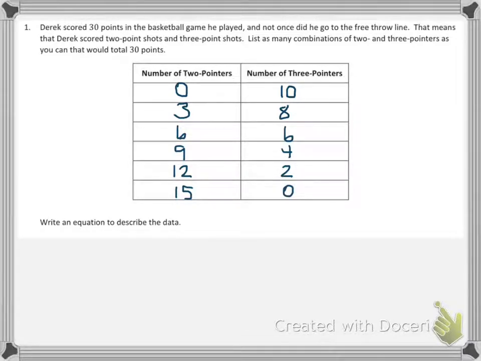All right, and then we can write an equation for this situation. The equation would be in standard form, 2 points for every 2-point basket plus 3 points for every 3-point basket is equal to the 30 points that he scored. So there's our first equation. And then we're going to add another equation here.